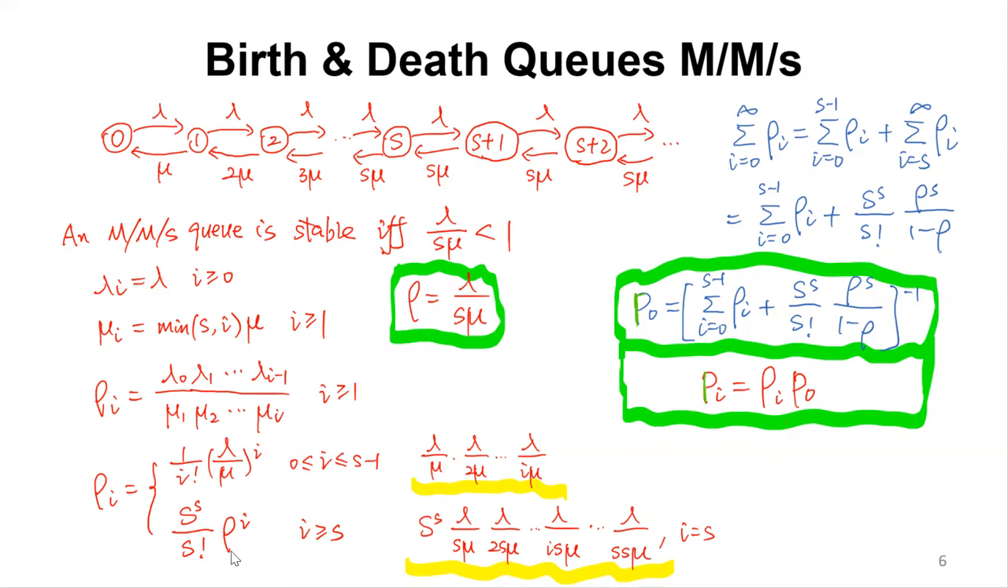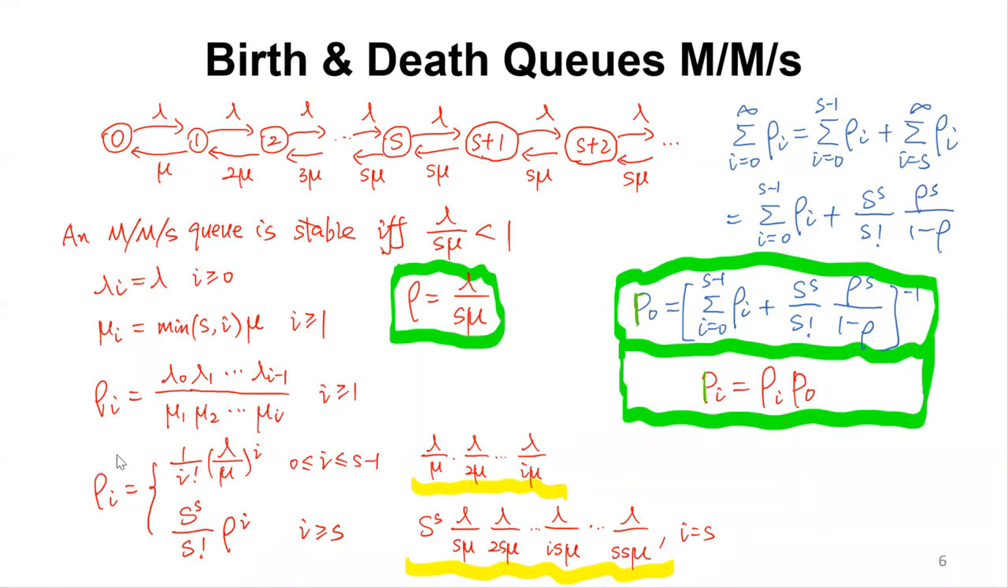So you just have rho. And so what you have here is lambda over S mu, right? Then S squared, and then lambda over S mu to the power I. So this is lambda over mu to the power I, and this is lambda over S mu to the power I. If you understand this rho equals lambda over S mu, you will understand why we have S to the power S and S factorial here. Basically, if you look closely, this is for I equals S. Then for I equals S plus 1, you just add another lambda over S mu. Okay.